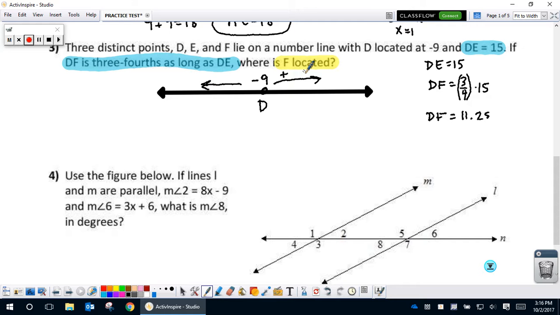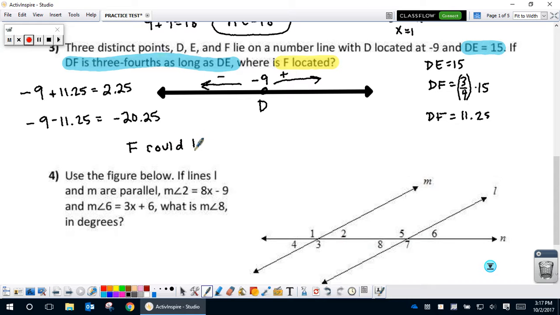Remember, when you move to the right, you add. When you move to the left, you subtract. So we're going to do -9 because it's from D plus 11 and 25/100, which gets us to 2 and 25/100ths, or we do -9 minus 11 and 25/100ths equals -20 and 25/100ths. So then our answer is F could be either one, they're both our answers.